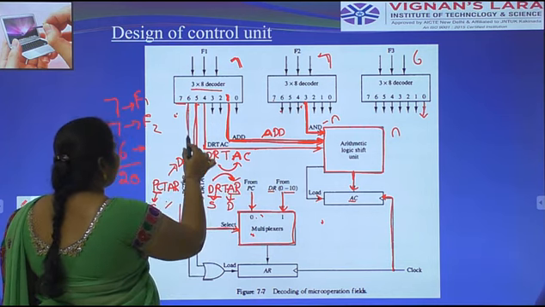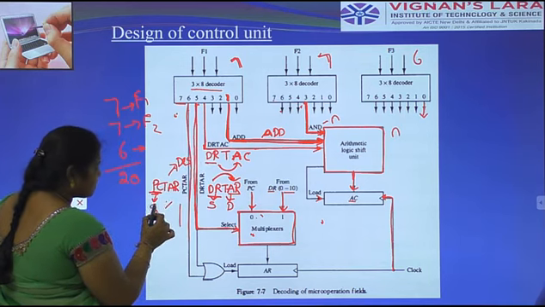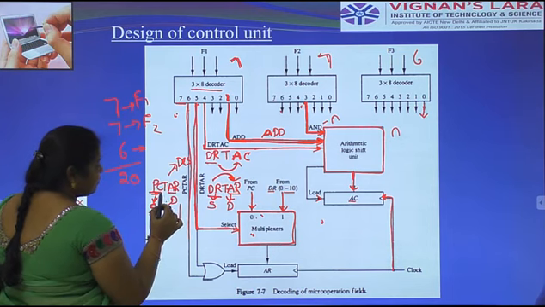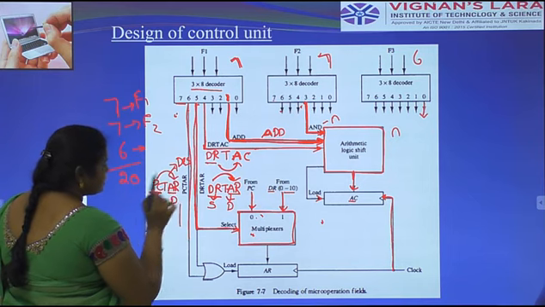Here the 6 output line is enabled, which is the information of the program counter. The program counter is the source register and the address register is the destination register. The information is passed from the program counter to the address register.